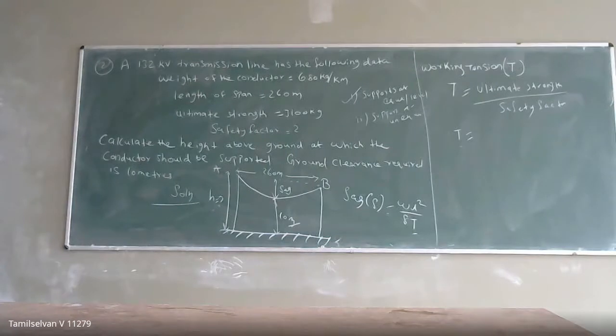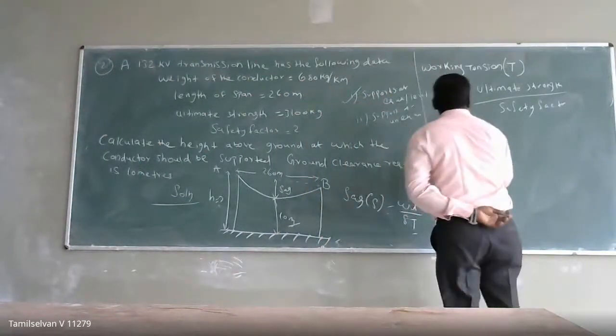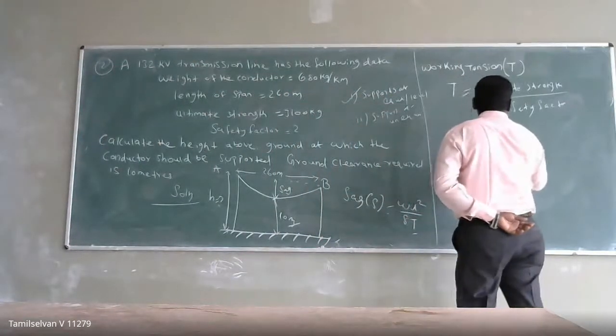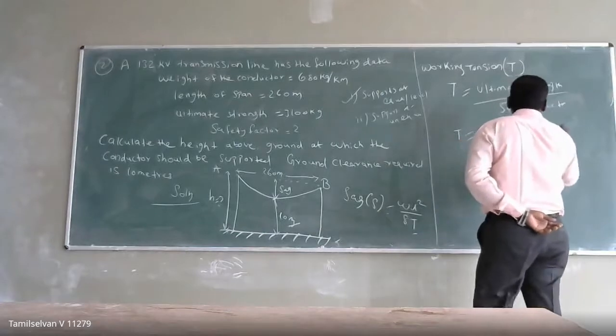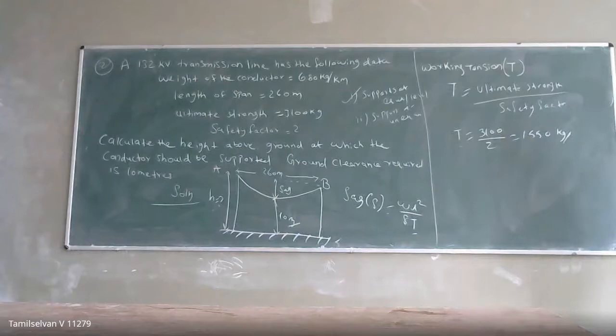So working tension is about 1550. Yeah, that's correct. 3100 divided by 2 is 1550 kg. Write the unit. That is very, very important.